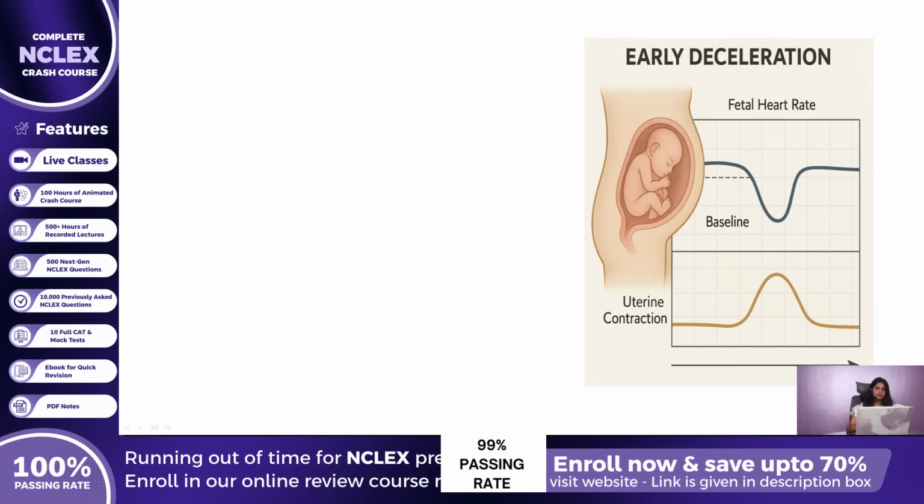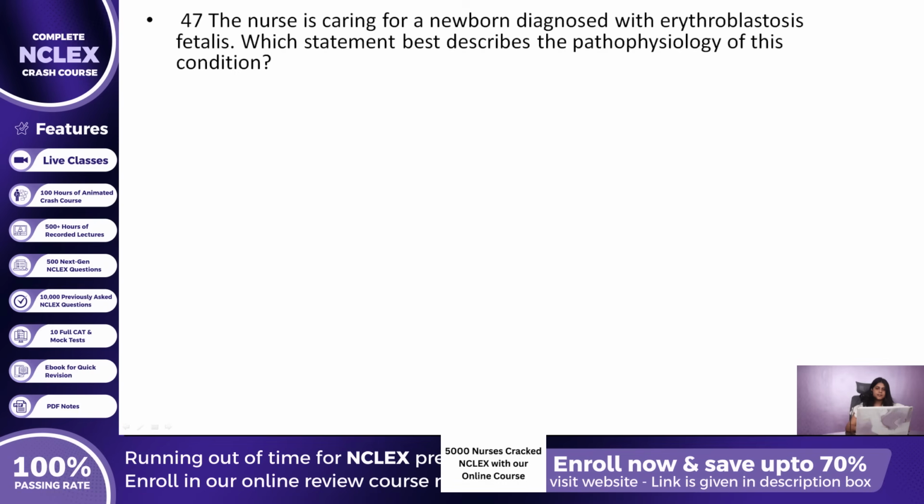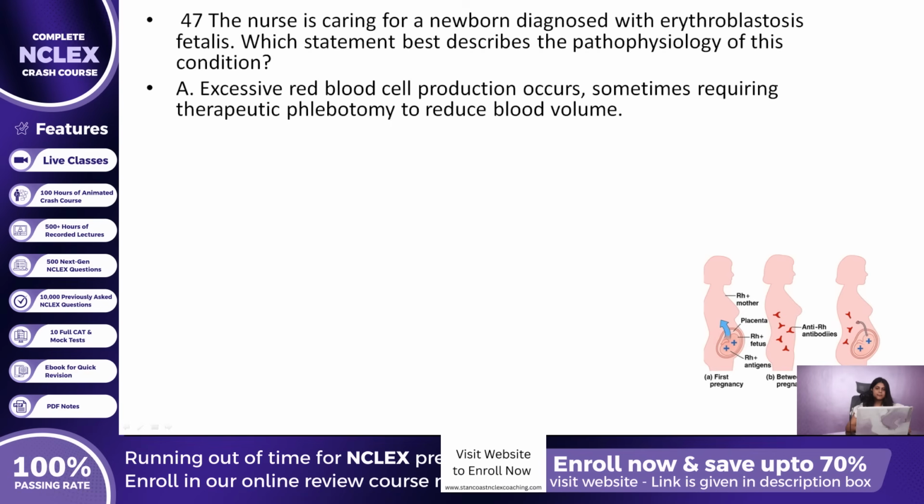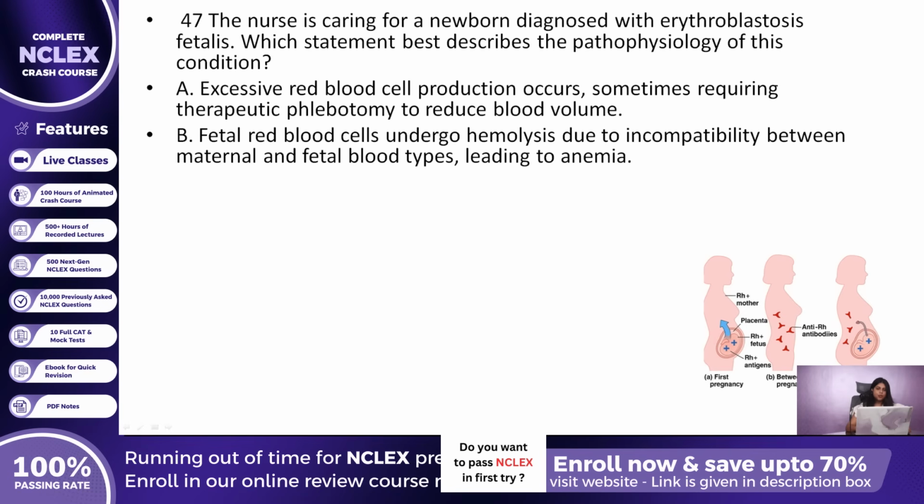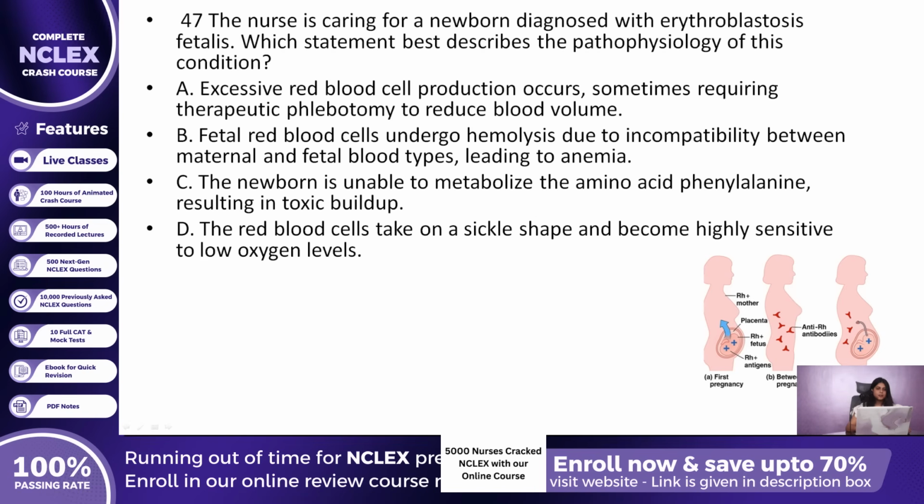Moving to the next question. 47. A newborn is diagnosed with erythroblastosis fetalis. The options are A, excessive red blood cell production requiring phlebotomy, B, fetal red blood cells undergo hemolysis due to blood type incompatibility, C, the newborn cannot metabolize phenylalanine, and D, red blood cells take on a sickle shape and become sensitive to low oxygen.